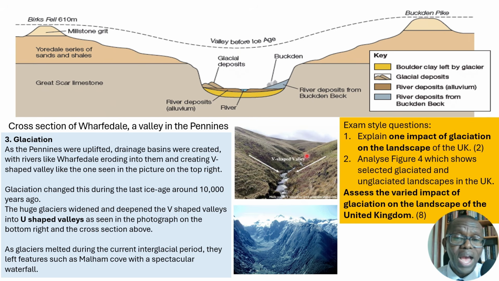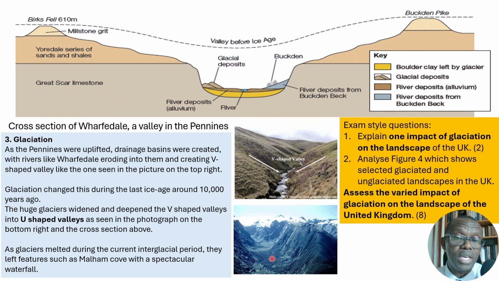So of course, this is an upland landscape, and in upland landscapes, the rivers normally erode vertically. So they are cutting downwards, and that's why you have a steep slope on either side, due to that river cutting vertically. However, glaciation changed this completely around 10,000 years ago. Now, huge glaciers widened and deepened the V-shaped valleys into U-shaped valleys, as seen on the next photograph here.